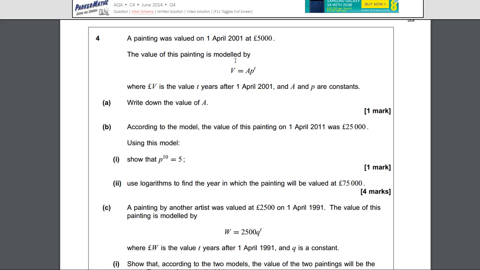In question 4, we're told a painting was valued on the 1st of April 2001 at £5,000, and the value of the painting is modelled by V equals A P to the power T, where V is the value T years after the 1st of April 2001. In part A, we need to just write down the value of A.